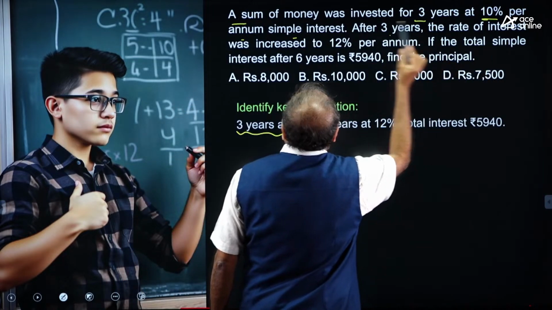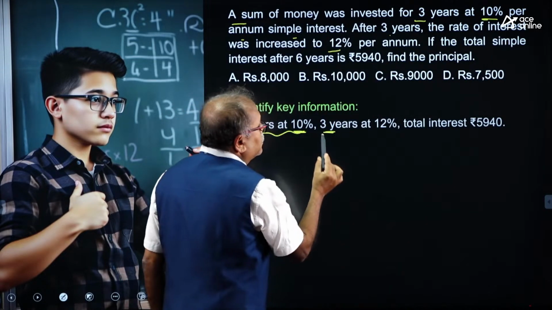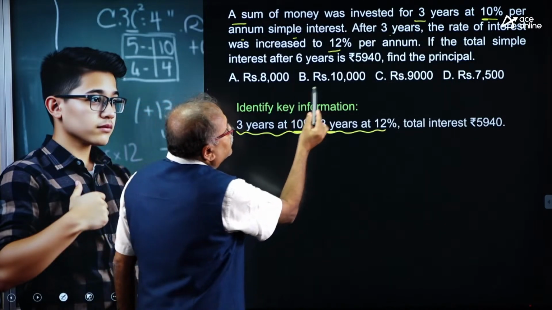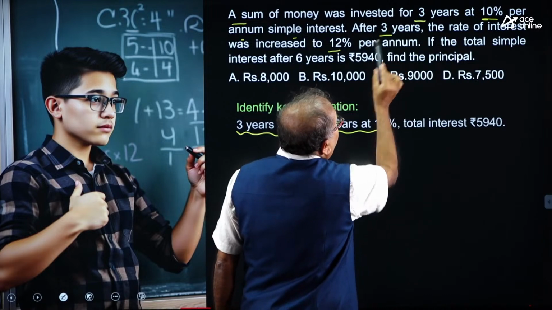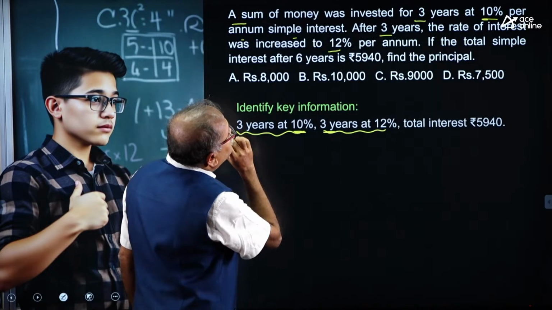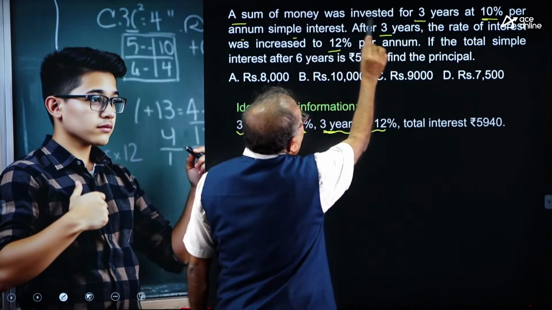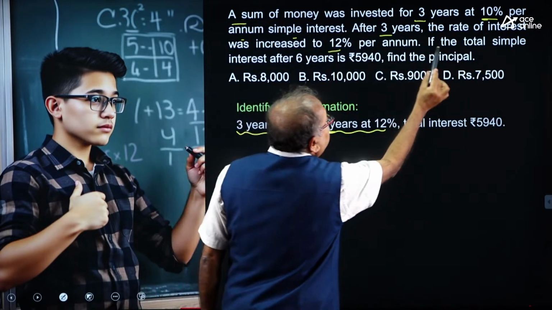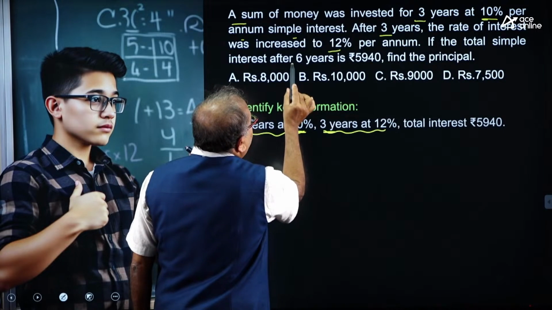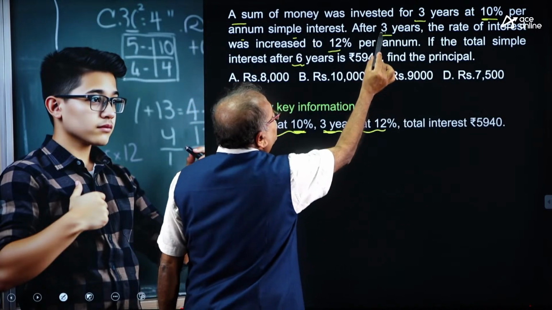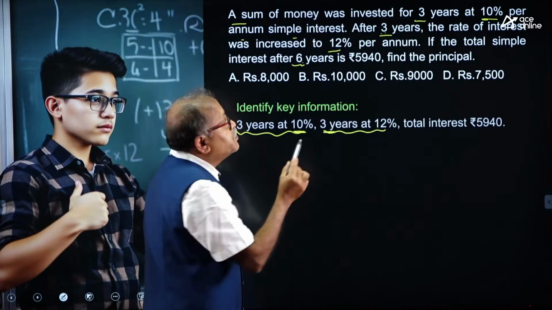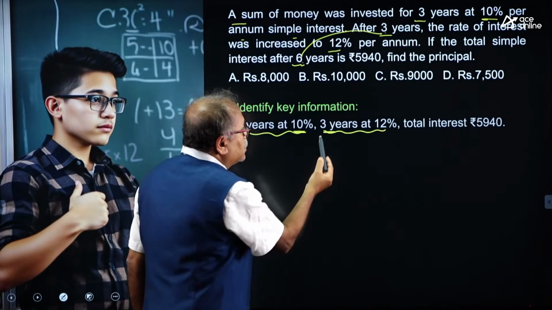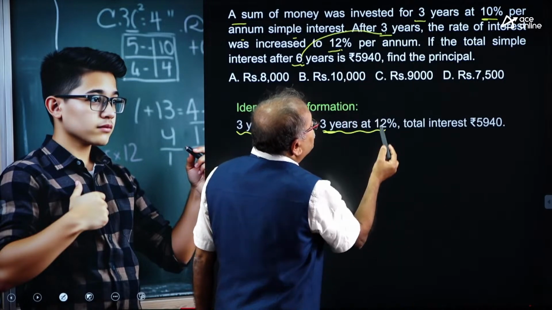After 3 years, the rate of interest increased to 12%. For the next 3 years, the rate of interest is 12% per annum. So, for how many years has it become? Initial 3 years, and after that the rate of interest increased to 12%. The total is 6 years, so after 3 years, another how many years? Another 3 years, the rate of interest is 12%.